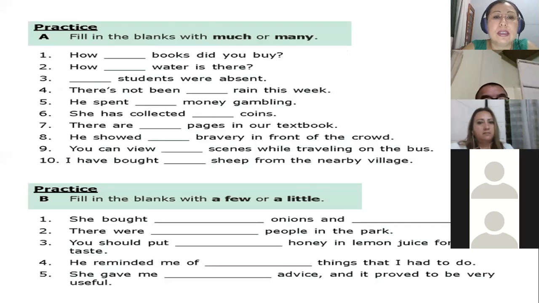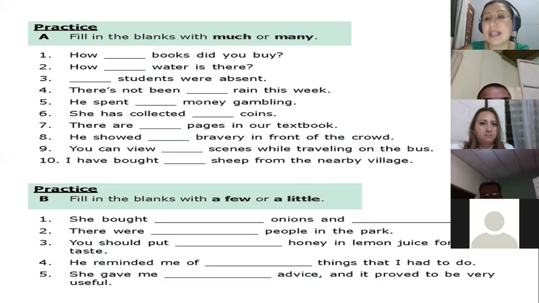How many books did you buy? How much or how many? Many. How many, right? Because we can count the books, okay? They are countable nouns. What about number 2? How much water is there? Very good. How much water is there? Yes, because water is an uncountable noun. So we use much. Unless we are counting the bottles, in this case, yes, we can say how many bottles of water do you need. But in this case, we are talking about just water, no measure unit.